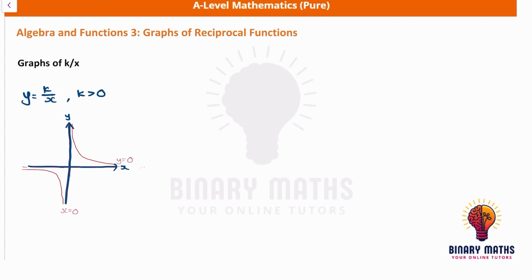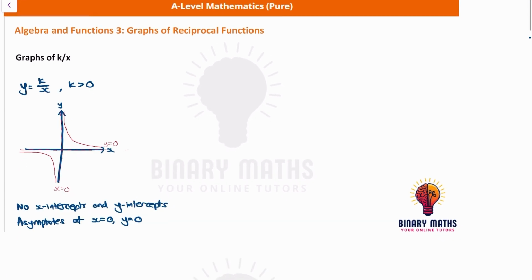If I were to write down all the features of this graph, then we know that there are no x-intercepts and no y-intercepts. We know there are two asymptotes, at x equals 0 and y equals 0. And the other features that you can write down is what's happening in more detail. Now you don't have to know this in mathematical language, but I can explain it in mathematical language.